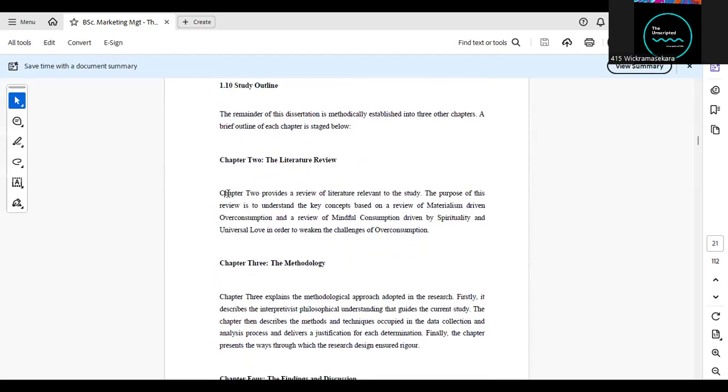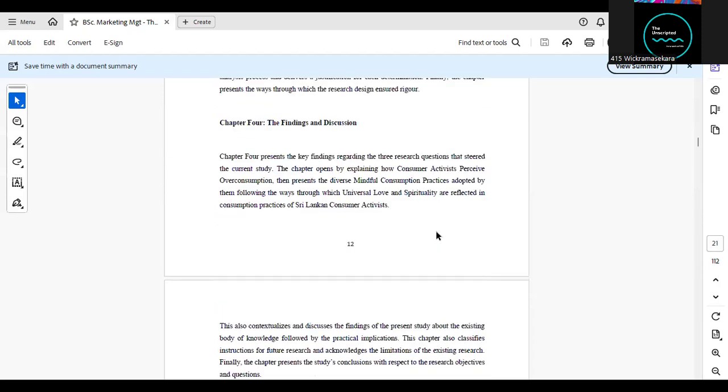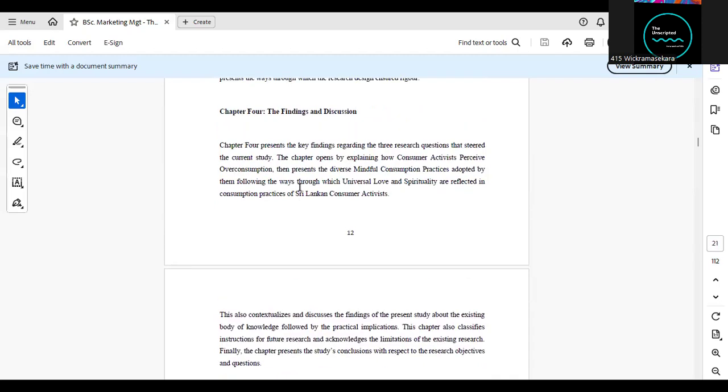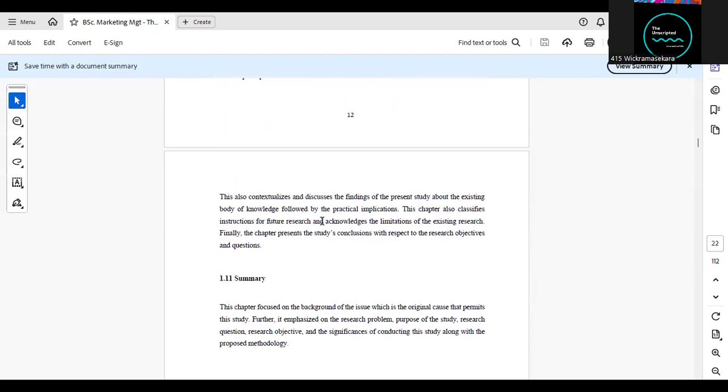So likewise, you can simply write 4 to 5 sentences on what the literature review chapter will be all about, and what the methodology chapter will explain to you. And since this is a qualitative study, we normally write chapter 4 by including both findings and the discussion together. That is why it has only 5 chapters. And then chapter 5 is about your conclusion, right? Where you have your future research direction, implications, limitations, and all those things.